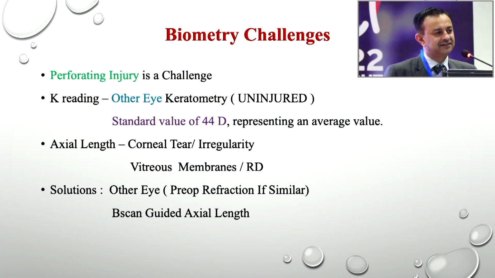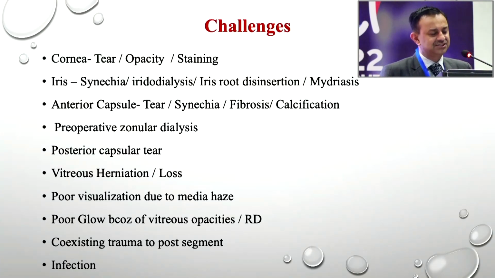The challenges begin right from the biometry, because the corneal tear is there. You cannot do an adequate keratometry, neither can you do an axial length measurement, and then you have to trust the other eye if it is an emmetrope. If the other eye is not emmetropic and you are not sure about it, you can do just phacoemulsification and then later do a secondary IOL implantation as a secondary procedure.